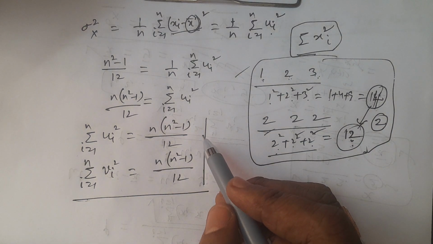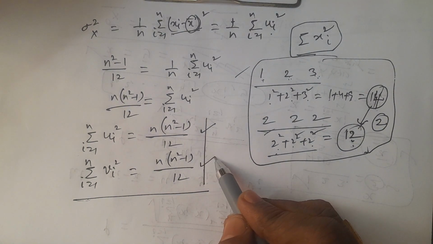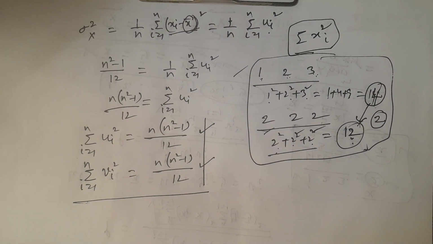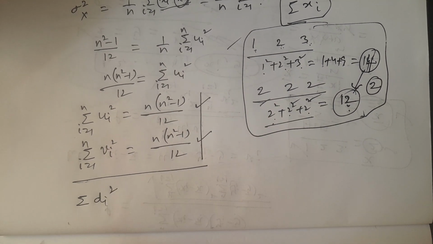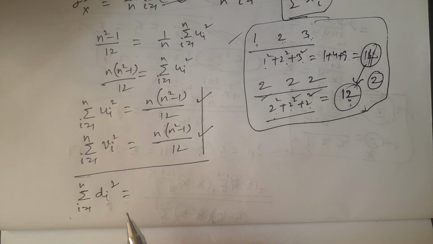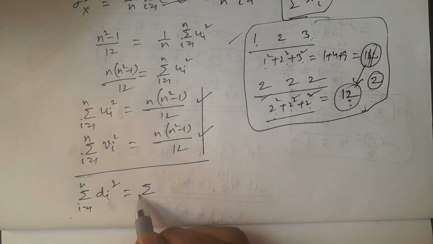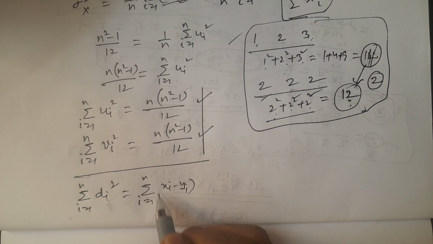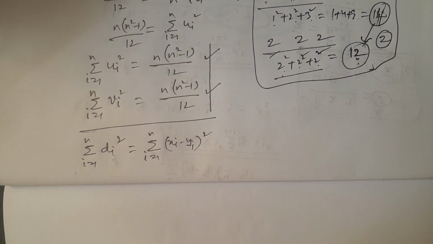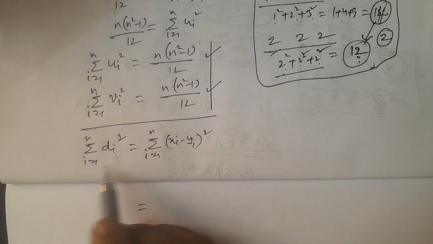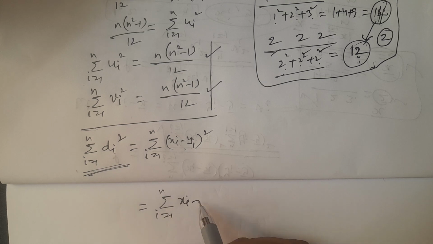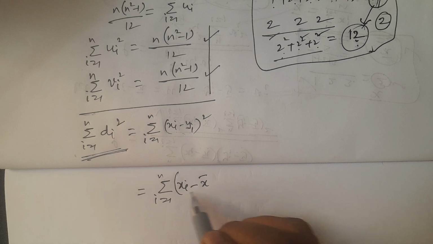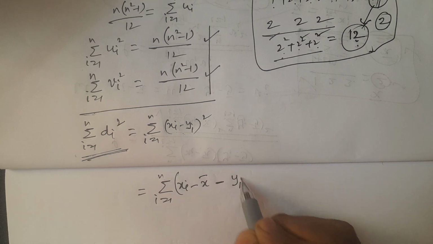Summation ui square is this, summation vi square is this. Now I calculate summation ui vi as well. To calculate summation ui vi, you have to consider summation di square, i is equal to 1 to n. Summation di square is nothing but, you know the formula, summation i is equal to 1 to n xi minus yi whole square. Recollect the derivation of Spearman's rank correlation coefficient without ties. Summation di square, xi minus yi whole square, for which I am adding and subtracting x bar: summation xi minus x bar minus of yi minus y bar.